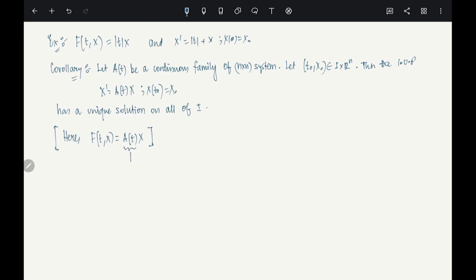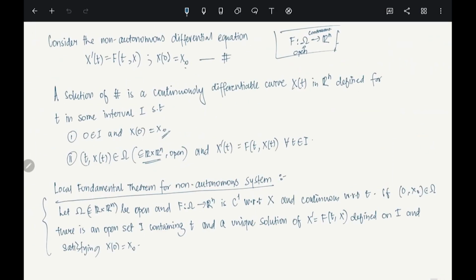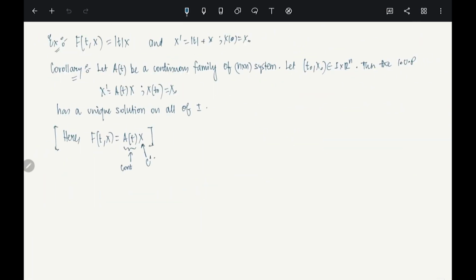Now you see this function here, A of t, it's a continuous family of n cross n systems. So with respect to this variable, this is continuous, right? And with respect to this variable, this is at least C1. So if that is true, then f is going to be continuous with respect to the t variable, and it is C1 with respect to the x variable. So we can use the local fundamental theorem for non-autonomous systems, and hence we have a unique solution in a neighborhood of t naught. Clear? So this problem has a solution.